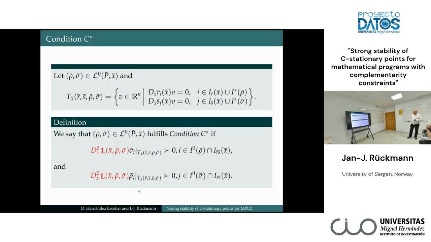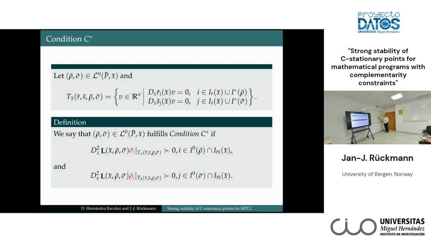If you look very carefully, you see the difference to the nonlinear case. We do not have, as in the standard case, that the Hessian restricted to the tangent space must be positive definite. Instead we have the Hessian times the vector, times the sign of the vector, minus more than one, being positive definite, and that should hold for all components from a certain index set, where the components of sigma bar and rho bar are zero. Let me make this picture again because this is very important.